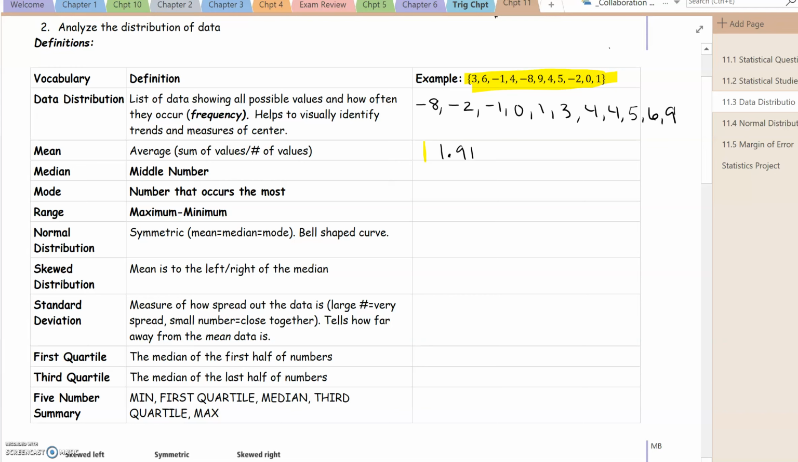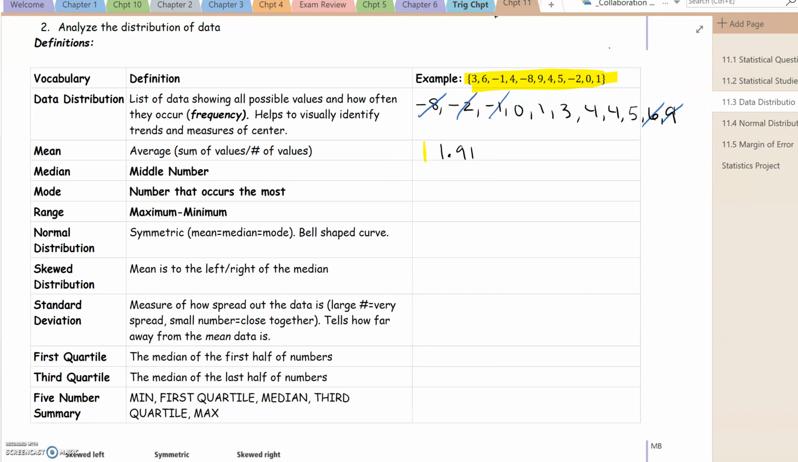Median is the middle number. So for the median, you put all of your numbers in order, which is why I did that in the data distribution section. Then to find the median, you find the number in the middle. Just cross out the bottom and the top number again and again until you end up in the middle. So our middle number here is 3. Our median is 3.